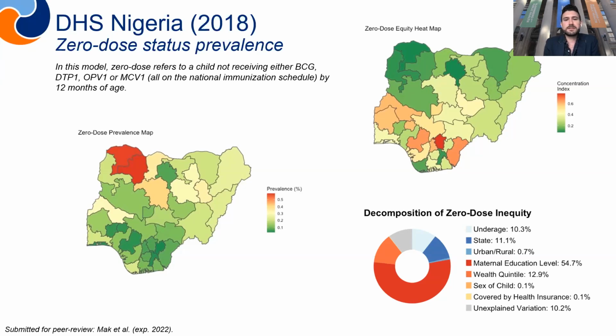And then the final piece is a decomposition of the zero dose inequity and what we see as contributing the most towards that status. And you can see that overwhelmingly here, maternal education level is correlated or associated with that zero dose measurement and the inequality observed in zero dose measurement. And other things, including urban, rural, or wealth quintile, contribute a much, much smaller amount to what we're viewing with that indicator.